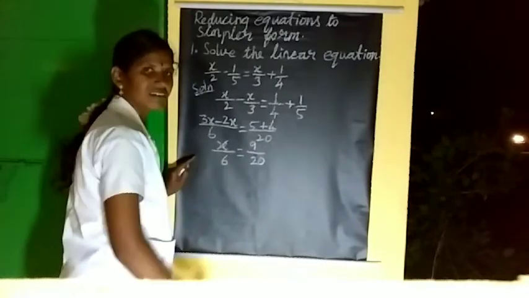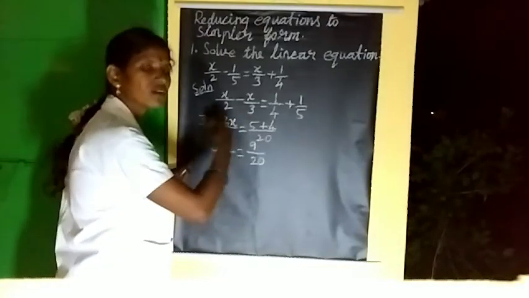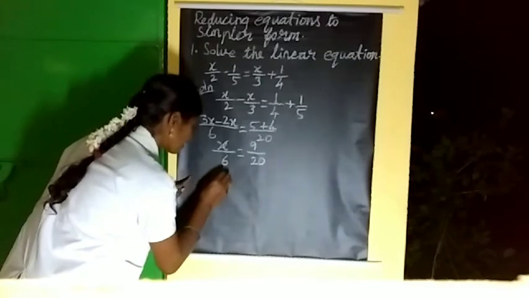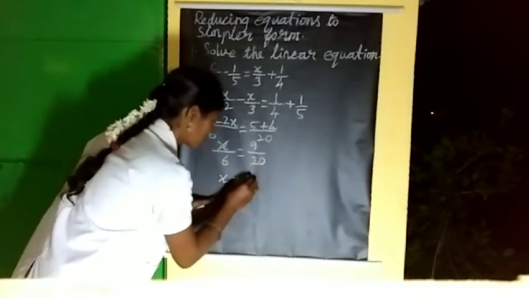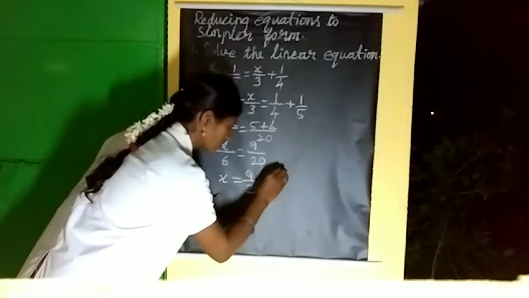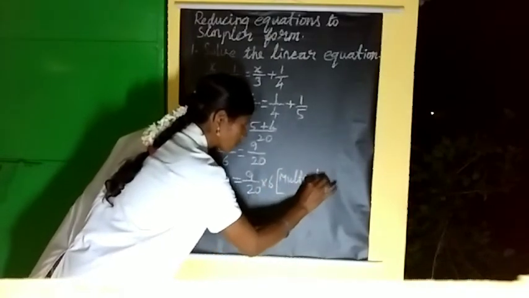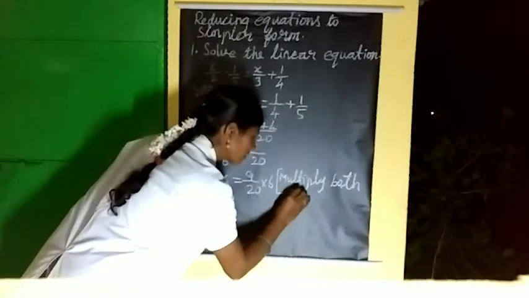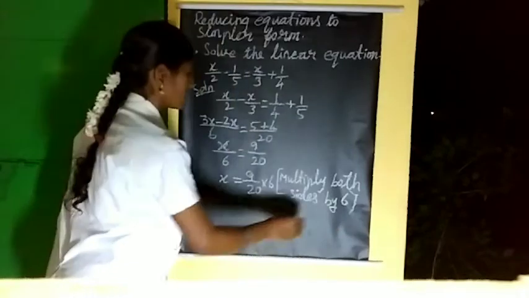This is divided by 6. So, multiply both sides by 6. Then we can get the answer here. x is equal to 9 by 20 into 6. The reason here is we multiply both sides by 6. Okay.